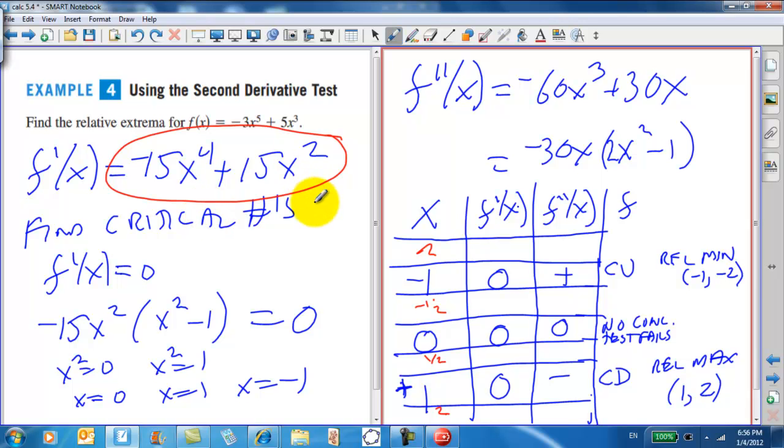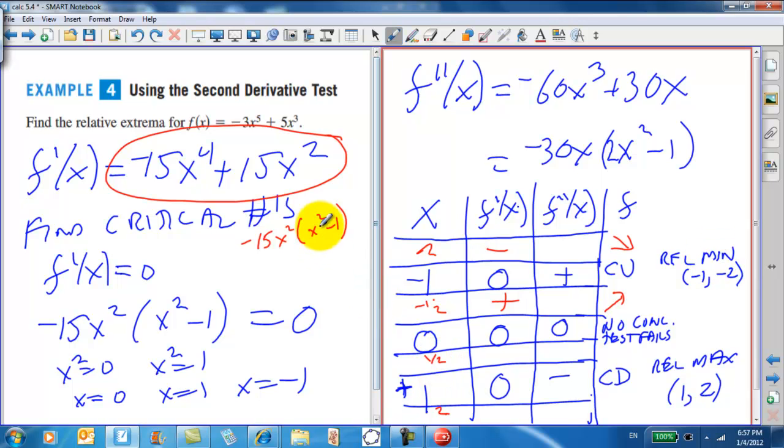Well, here's our first derivative. Maybe a better form of that first derivative would be negative 15x squared times x squared minus 1. And when you put negative 2 in, you're going to end up with negative. So that means the original function's decreasing. When you put negative a half in, that's negative times negative, that's positive. So the original function's increasing. And sure enough, if you go from decreasing to increasing, you have a relative min.